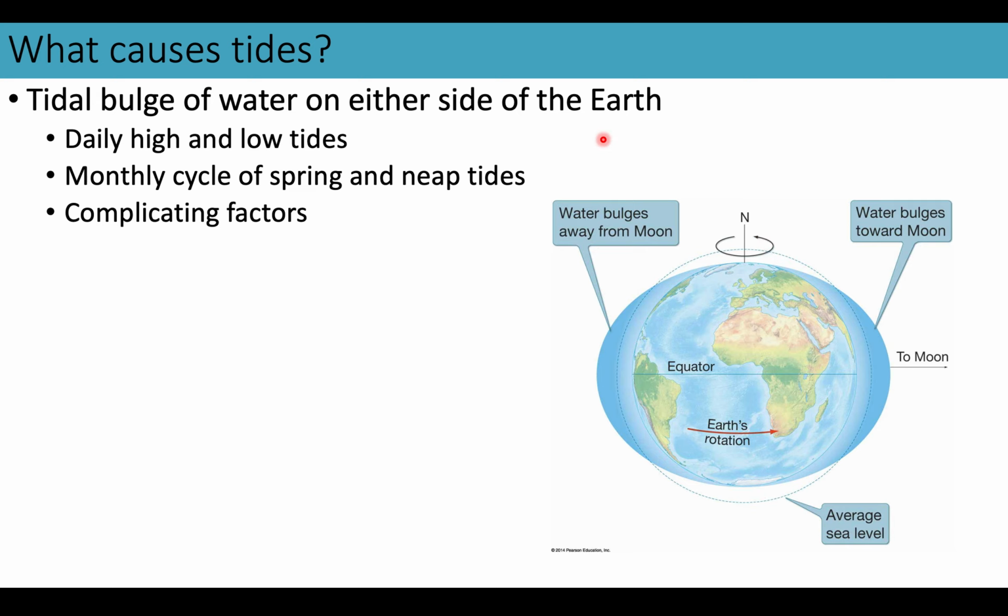So the main components of our tides are the daily high and low tides caused by the fact that the Earth is rotating in and out of that bulge, and then the monthly cycle of spring and neap tides. When the moon and the sun are in alignment, we have our spring tides, those really extreme tides. When they're out of alignment, we have neap tides, where the difference between high tide and low tide is not so large. And then we have our complicating factors.